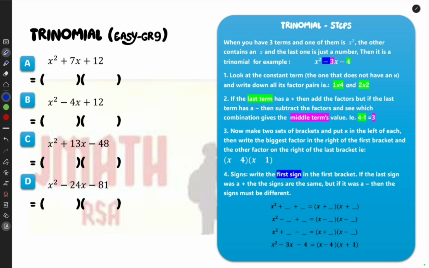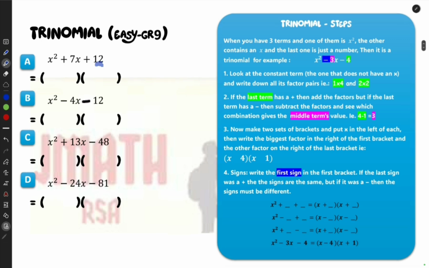So on the right, you can see all the official steps that's in textbooks. And so let me make it easy for you and teach you exactly what to look for and how to do a trinomial quickly. So I always start with the constant term. So in this case, the 12 is the constant term, and I write down the factors. So what times what gives me 12? This is going to be 1 times 12, 2 times 6, 3 times 4. Okay, so that's always my first step. Write down the factor pairs.